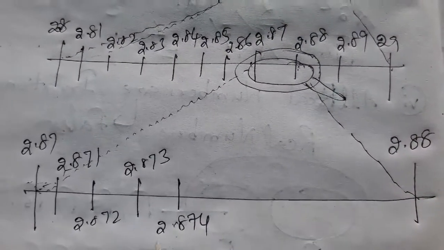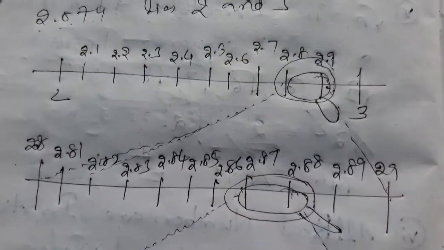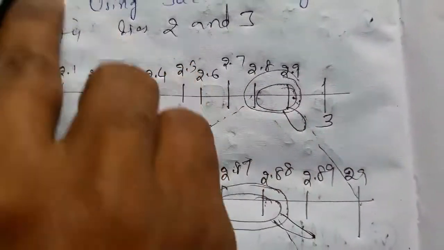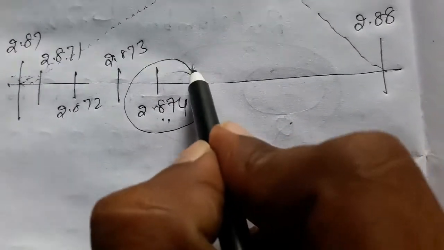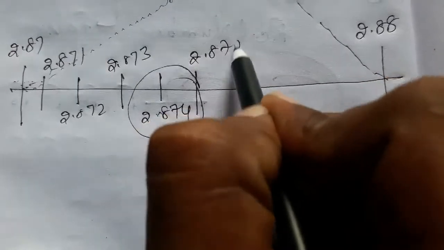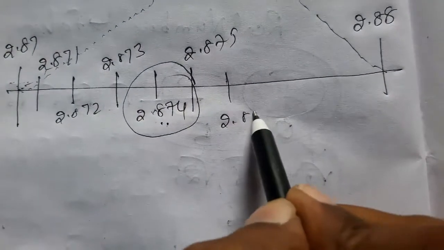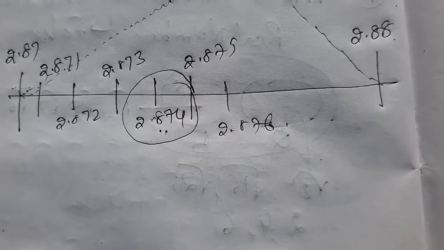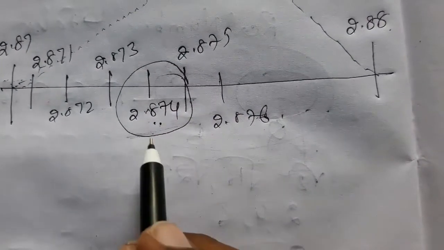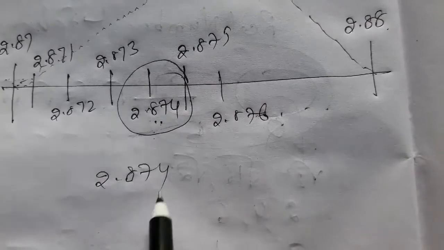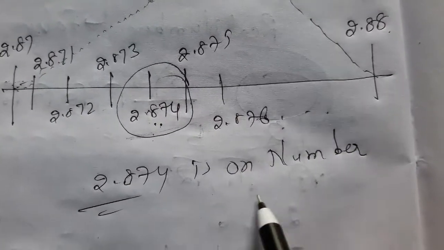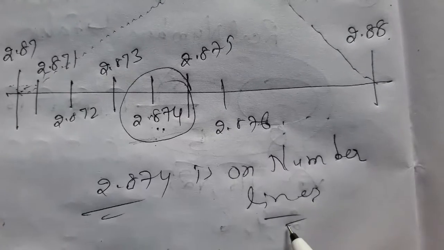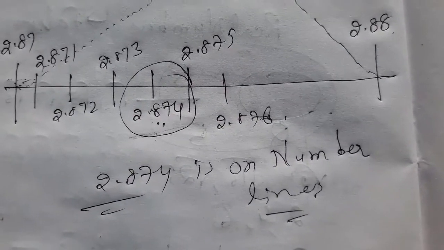This is. So we want which number? See here, 2.874. See here, 2.874. This is what we want. Next number is what? 2.875. Next 2.876 and so on up to 2.88. So we got a number, that is 2.874, represented on the number line, isn't it? So this is the answer of the given question.